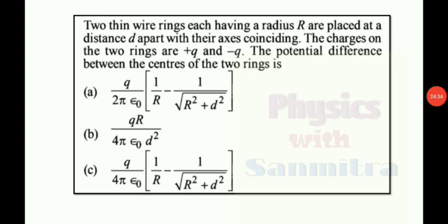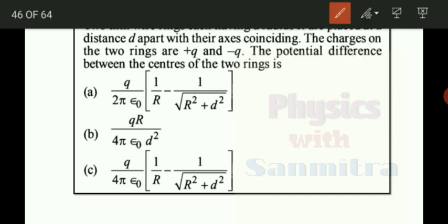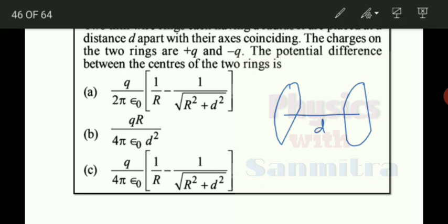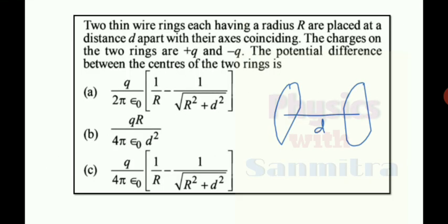Now next question. Two thin wire rings having radius r are placed at a distance d apart with their axes coinciding. Let's draw the figure. This is one ring and this is the other ring. There are two rings placed at a distance d apart with their axes coinciding. The potential difference between the centers of the two rings is asked. I think there should have been another option, but it is not there. Let me see.